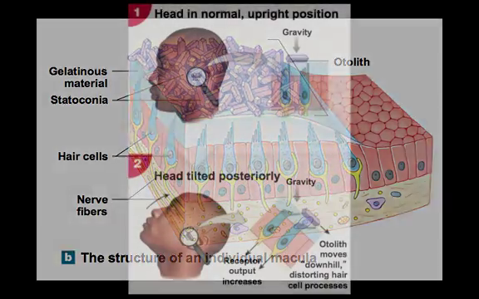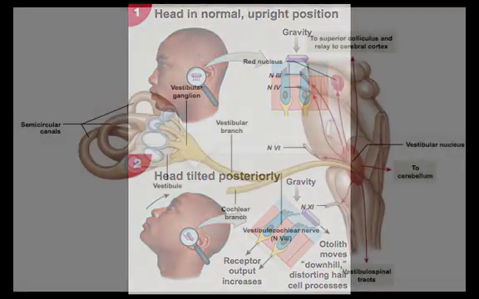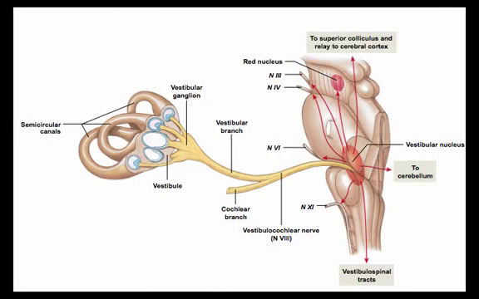When you tilt your head, the pull of gravity on the statoconia shifts them to the side, therefore distorting the hair cell processes. This stimulates the hair cell to tell the central nervous system that your head is no longer level. The sensory neurons that are activated by the hair cells will send action potentials to the brain. The sensory information will reach the brainstem and then cross to the cerebellum.